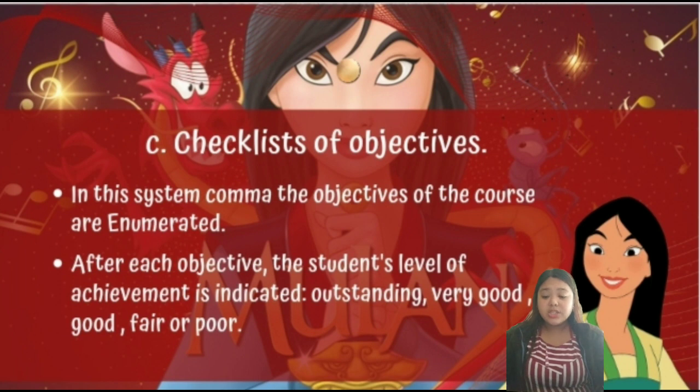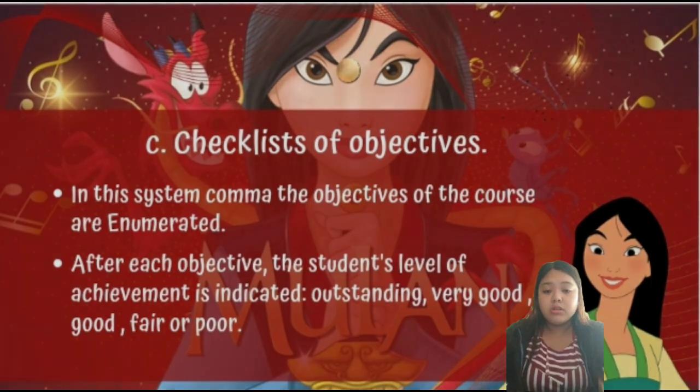So letter C, checklist of objectives. In this system, the objectives of the course are enumerated. After each objective, the student's level of achievement is indicated, which is outstanding, very good, good, fair, or poor. This is a very detailed reporting system and tends to be more informative for parents and pupils at the same time. However, it is also very time-consuming to prepare. There is also the potential problem of keeping the list manageable and understandable.